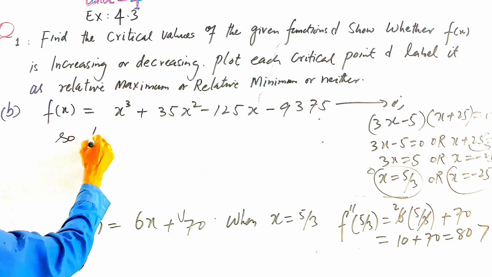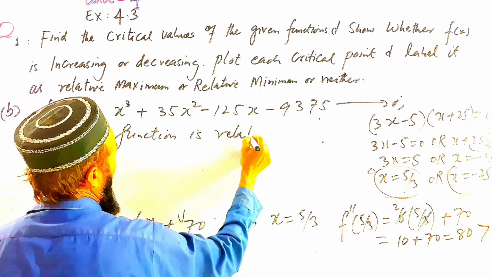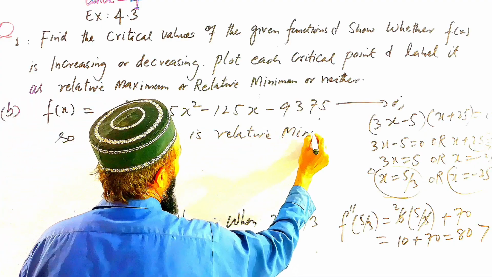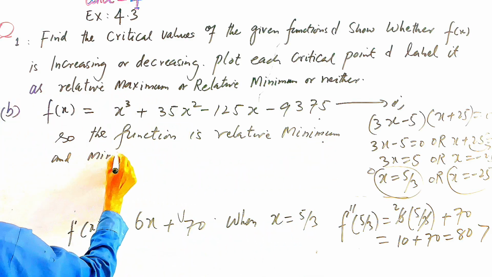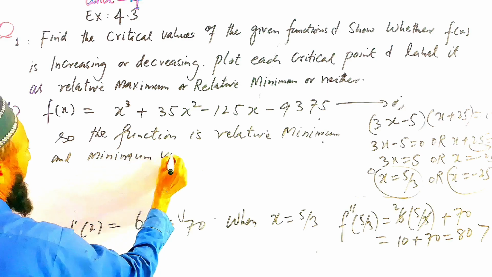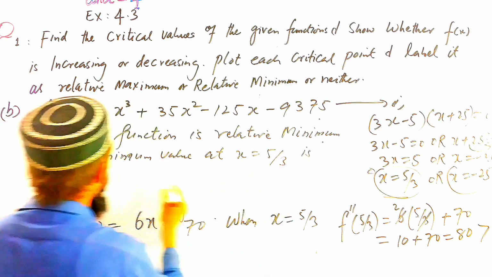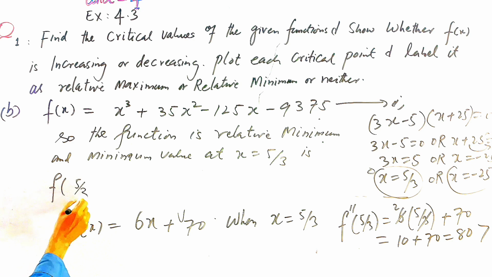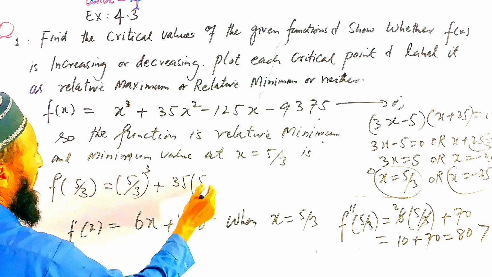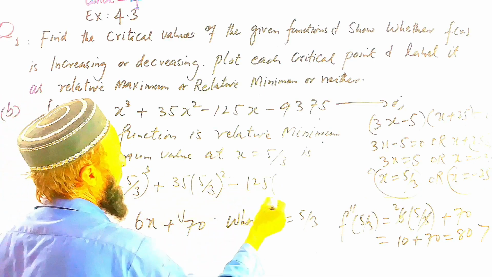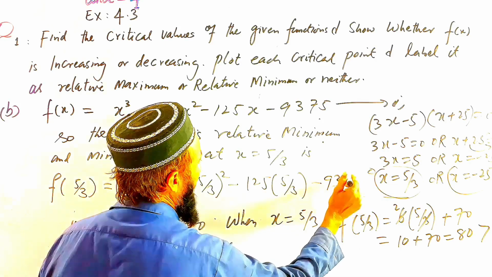80 is greater than 0, so the function has a relative minimum, and the minimum value at x is equal to 5 over 3, as we put this result in the original function. f of 5 over 3 is equal to 5 over 3 whole cube plus 35 times 5 over 3 whole square minus 125 times 5 over 3 minus 9375.